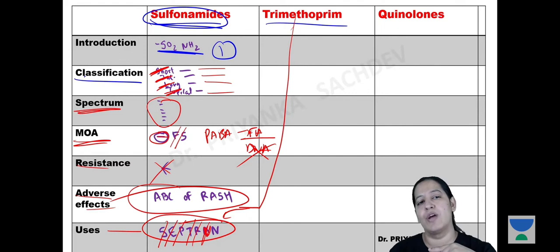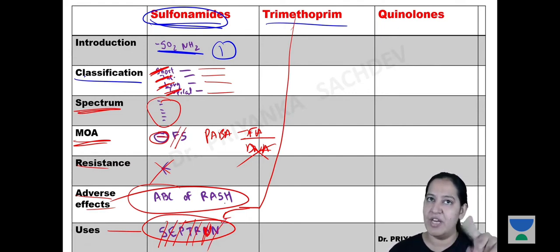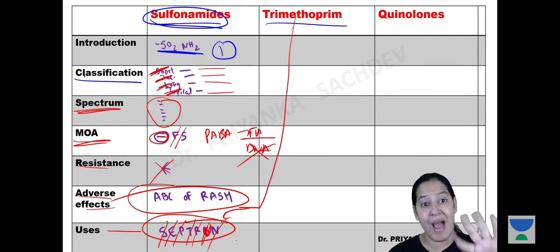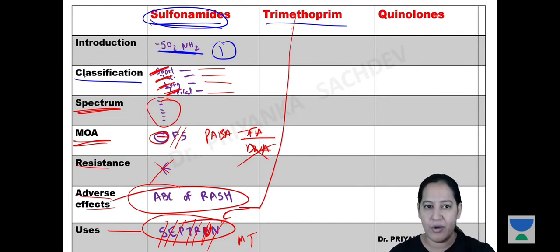Make it U here, so UTI, and N for Nocardia. Give me a thumbs up. So these are the uses in combination with trimethoprim, and in combination with pyrimethamine for malaria and toxoplasmosis. You can write MT also here. I advise you to write Septron and MT both mnemonics.